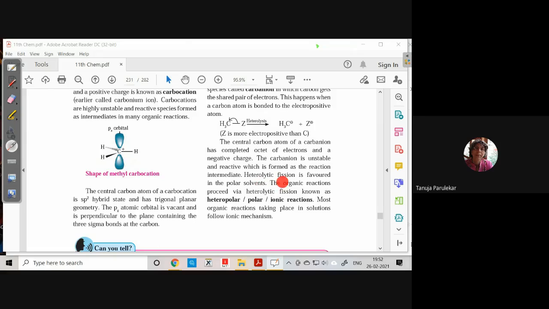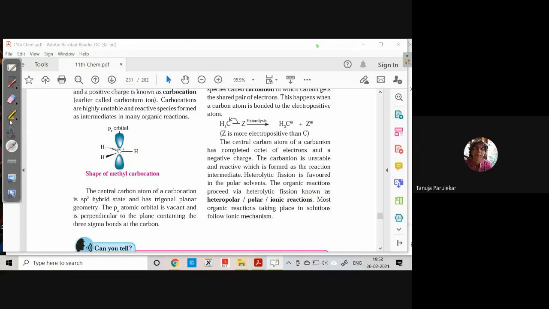So here, heterolytic fission is favored in polar solvent. We checked that आधी पण आपण बघितलं होतं ते. The organic reactions that proceed via heterolytic fission are known as heteropolar, polar or ionic reactions. All these are because you know that ions are formed. Very rarely you say heteropolar, you say polar reaction. Most organic reactions taking place in solutions follow ionic mechanism.